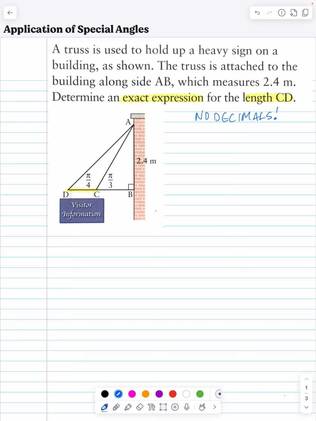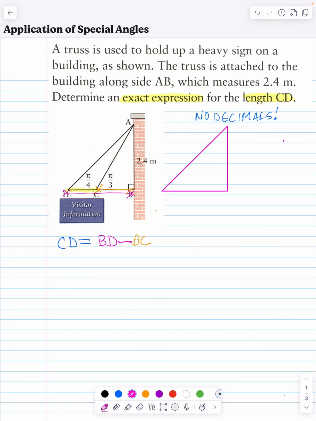We're going to start first. What we know is that this length CD is equal to this full length BD, minus this shorter side, BC. So we're going to break it up into two triangles. The first triangle is going to be triangle ADB. I'm going to move that here so that you can see this triangle.